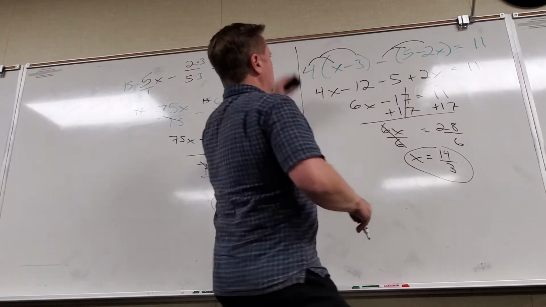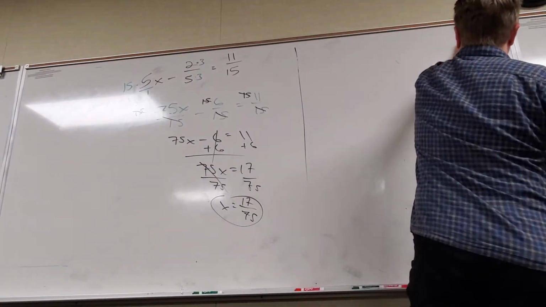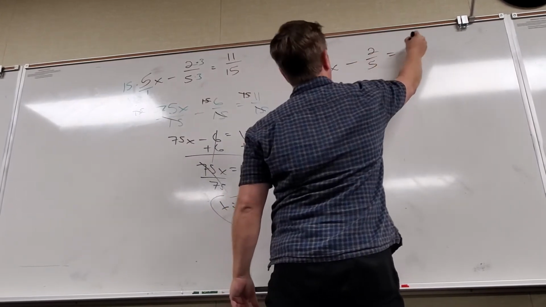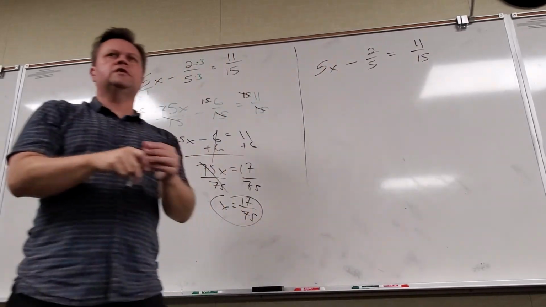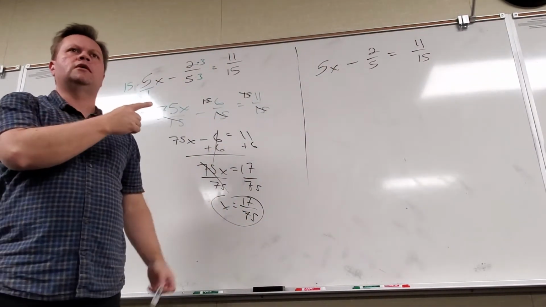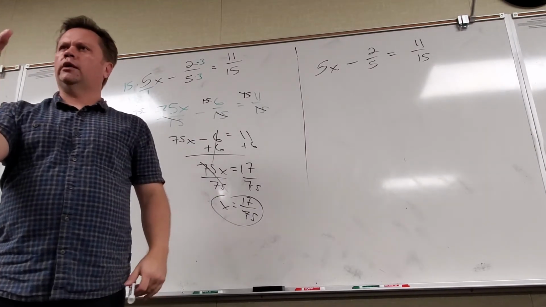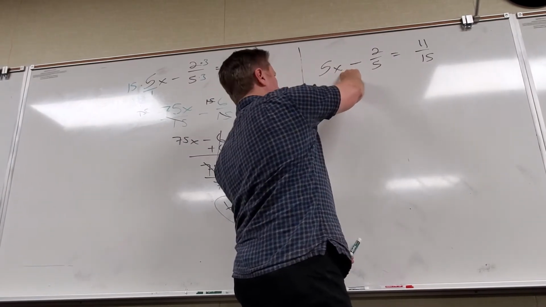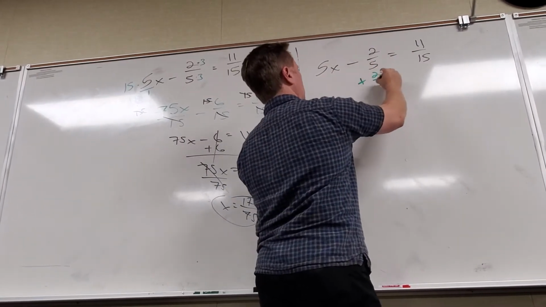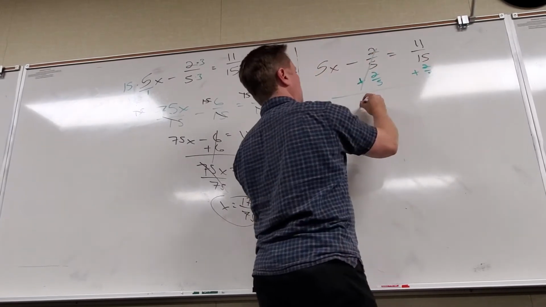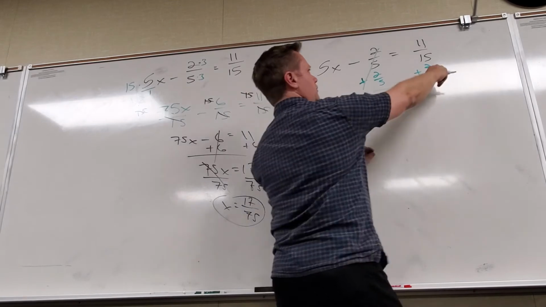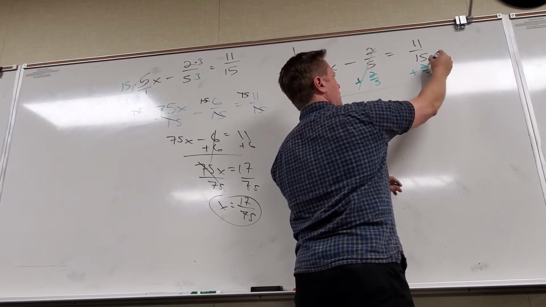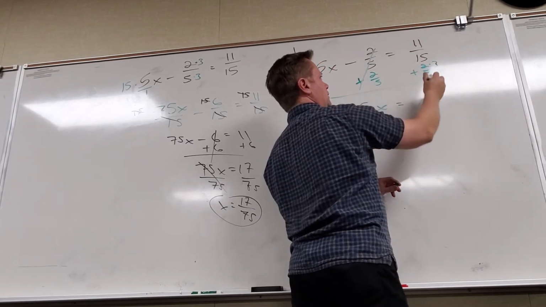So let's try this problem out a different way in case you want to see. The reason I might not want to kill the fractions is because this is almost done. The x's are all together already, right? So how do I get this by itself? Add the 2/5. Now, of course, before I can do this, I need an LCD. Multiply this by 3. What's 11 plus 6?